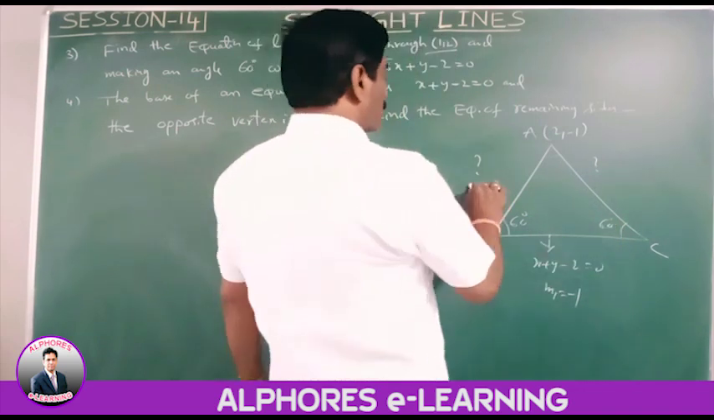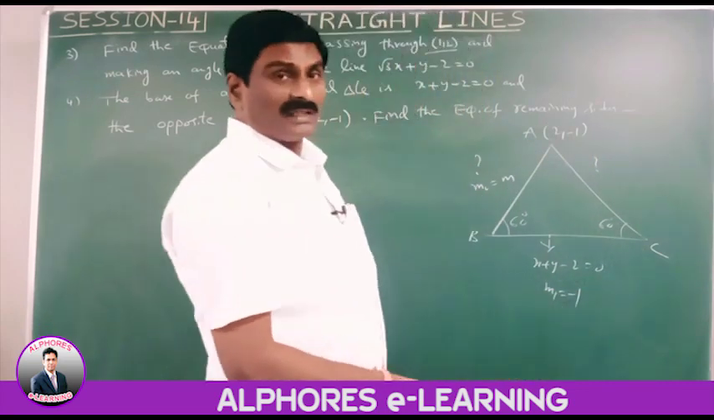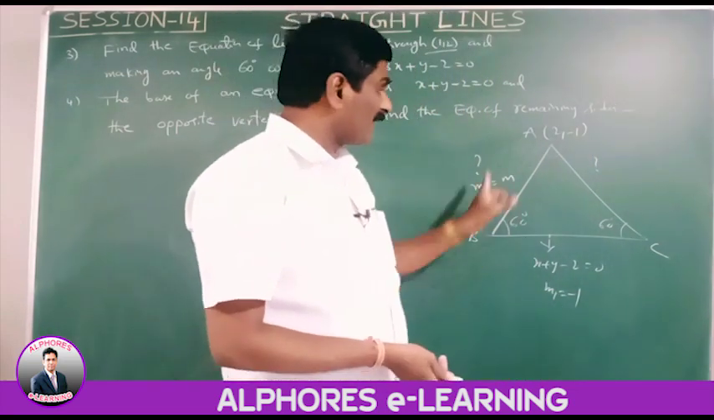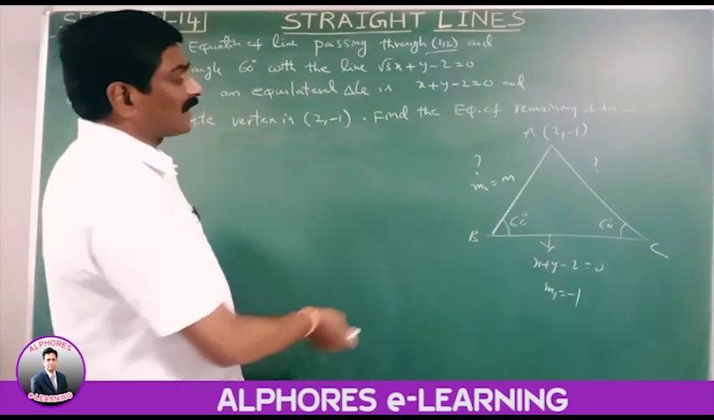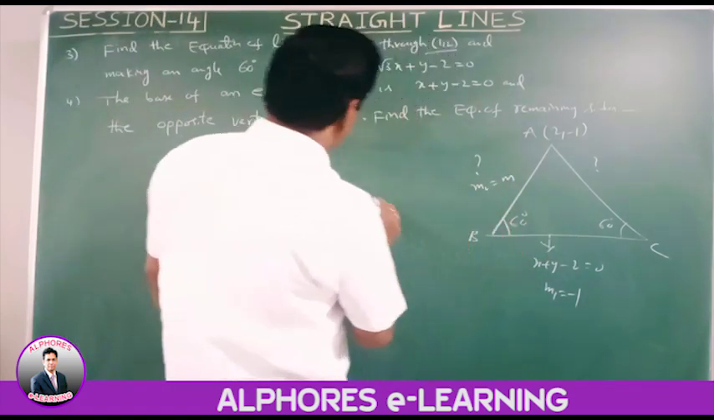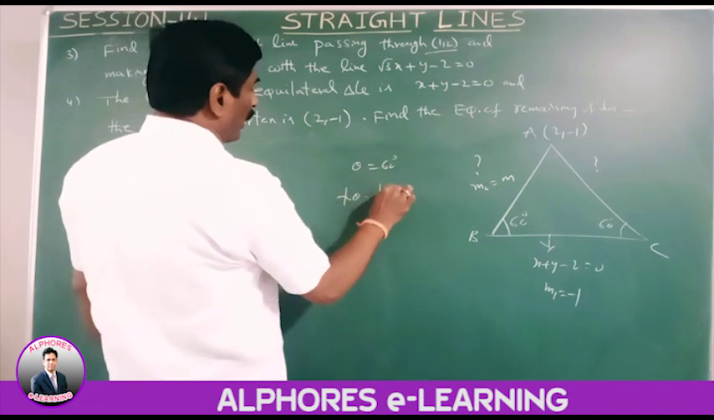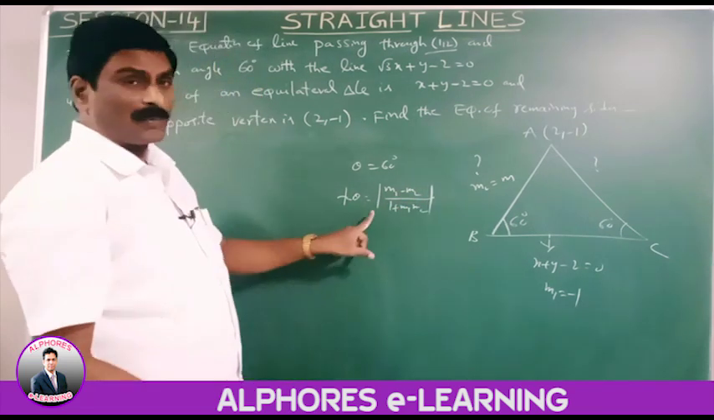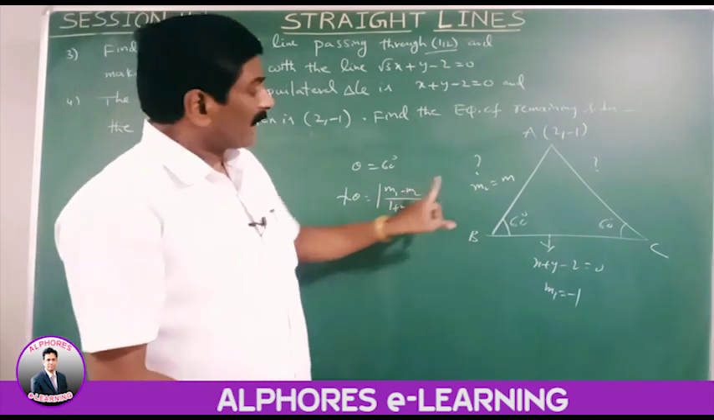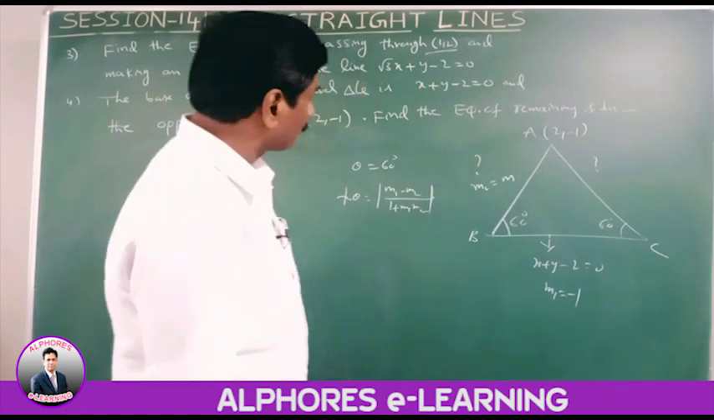So, let us assume m2 is equal to m, the slope of AB or AC. In this case, we get two values. One of the values is AB, and the other value must be AC. Let m be the slope of the line AB or AC. The angle between these two lines, theta, is equal to 60 degrees. We know that tan theta is equal to mod of m1 minus m2 by 1 plus m1 m2. By using this property, we get the value of m. By using the slope-point form, we find the equations of these two lines. Okay, please note this value.